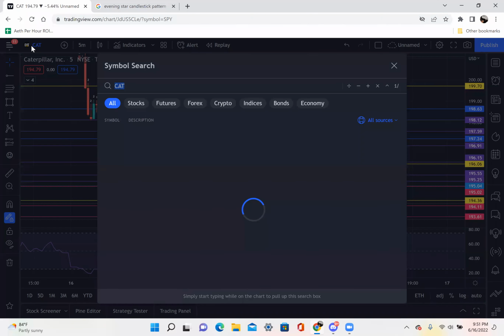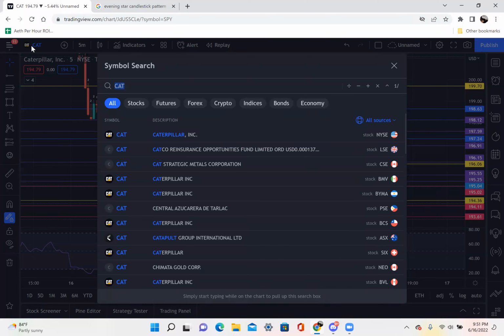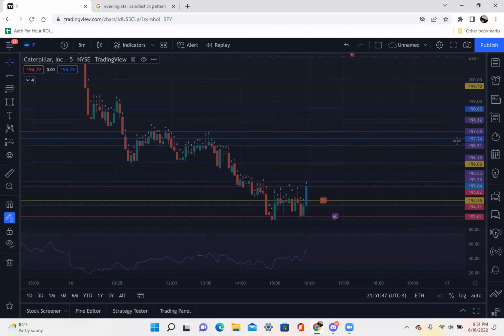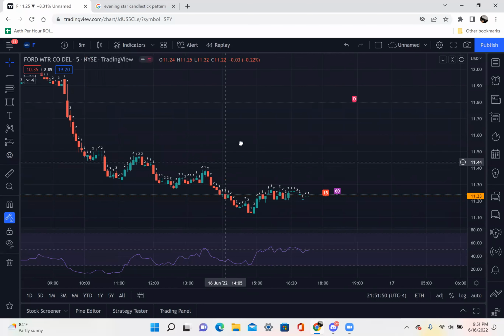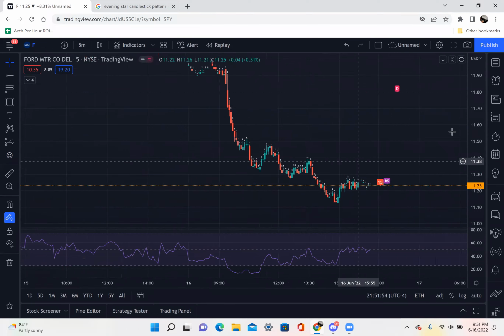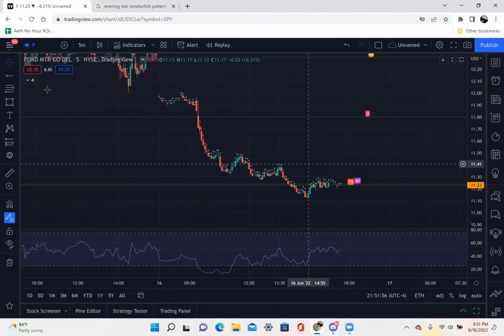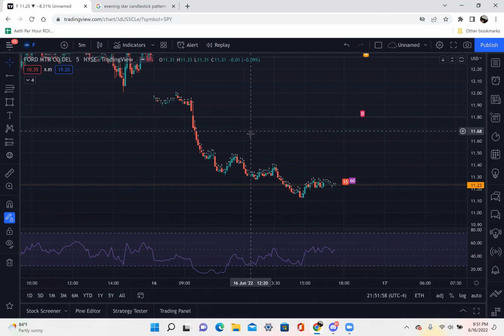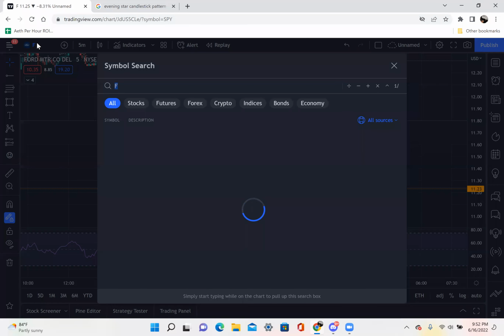Just throw me a stock. I can't think right now. Ford. Moody, chart SPX for yesterday and today. All right. Cool. Do it as if you're scalping it. Don't start all the way up.